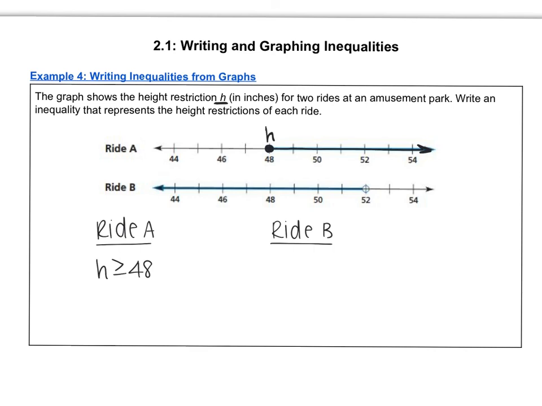Let's do the same thing for ride B. H is at 52 here, and it's an open circle. This time the arrow is going to the left, representing all the numbers less than 52. So h is less than 52. It's less than and not less than or equal to because it's an open circle. So make sure you're noting the open and closed circle. That's going to be important for this.